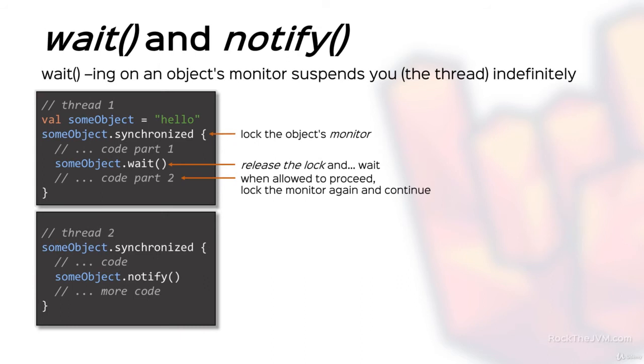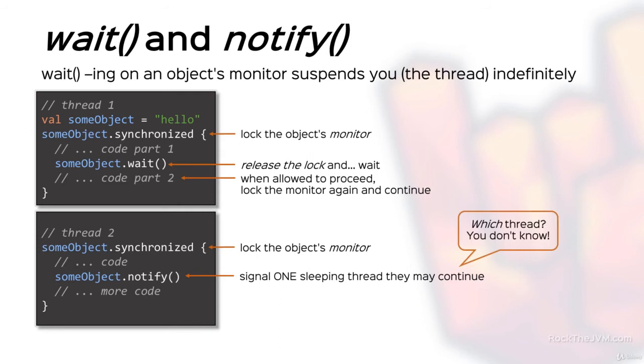Now, from another thread, if we call another synchronized expression, which will lock the object's monitor, then this thread is free to execute some code, and when it calls notify, it will give the signal to one of the sleeping threads that are waiting on this object's monitor that they may continue after they acquire the lock on the monitor again. Now, bear in mind that multiple threads may be waiting on this object's monitor, so calling notify will signal only one of them that they may continue.